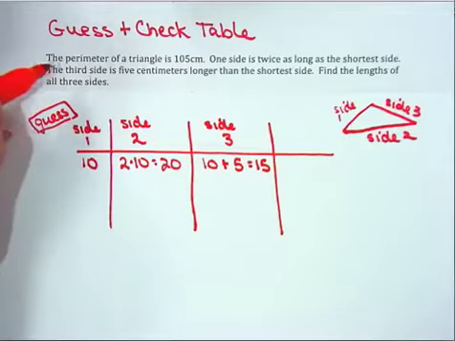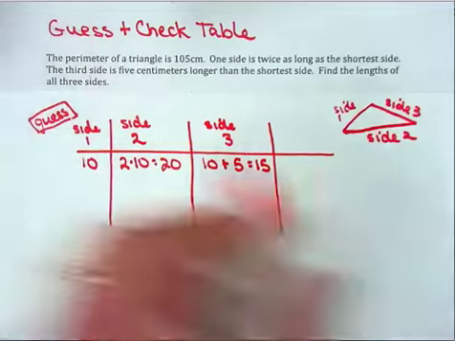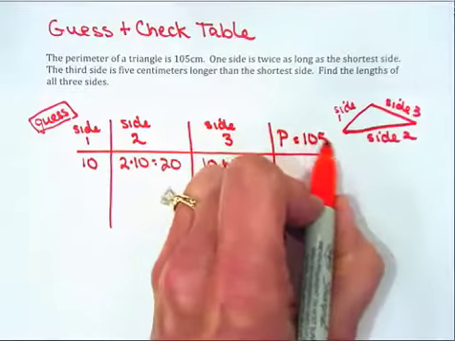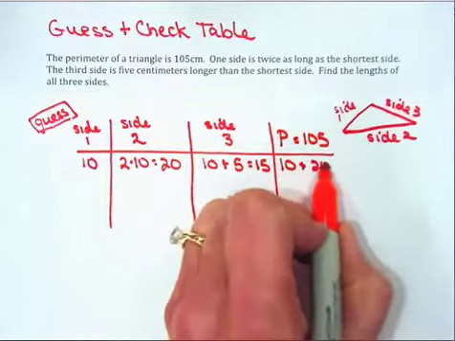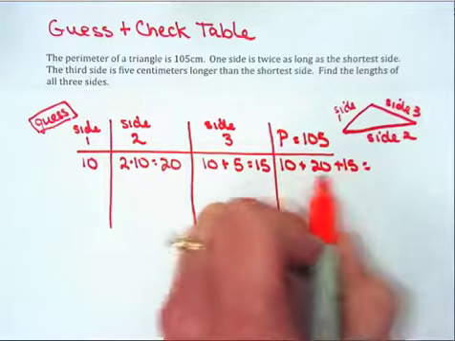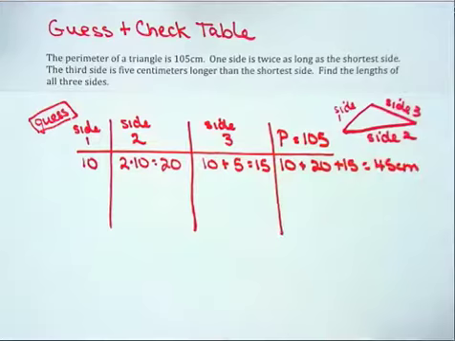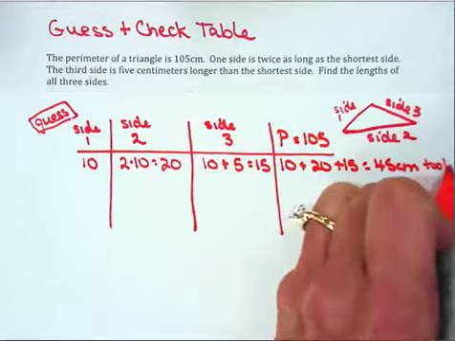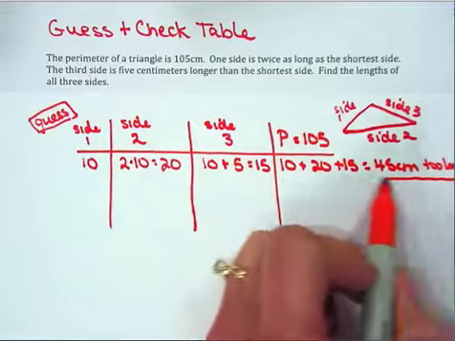Recalling that we know the perimeter of the triangle is 105 centimeters, I need to know if these numbers do add to 105 centimeters. So my next column will be representing the perimeter equaling 105 centimeters, and 10 plus 20 plus 15 equals 45 centimeters. Looking at our guess, 45 is much lower than 105, so I'm going to write too low here. Now, I need to guess again.